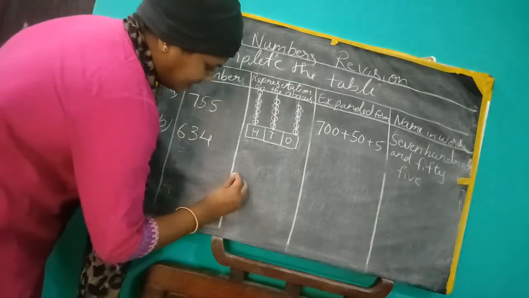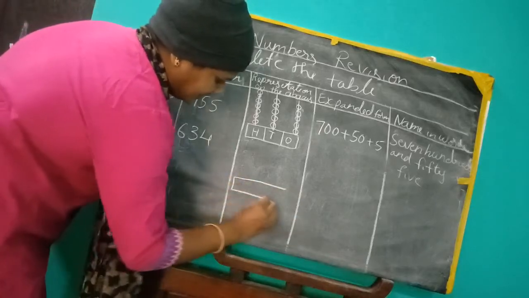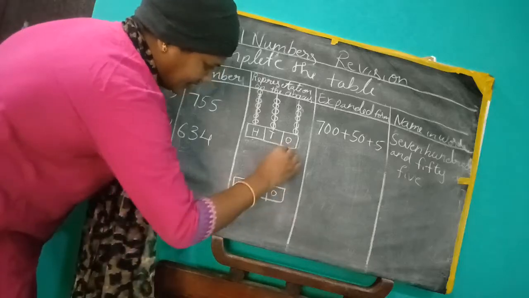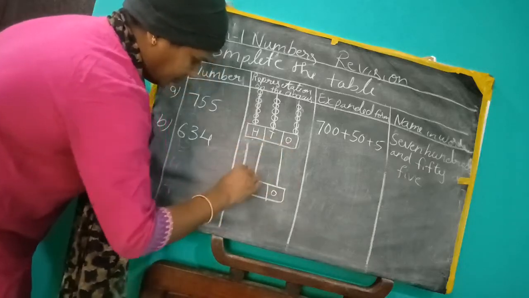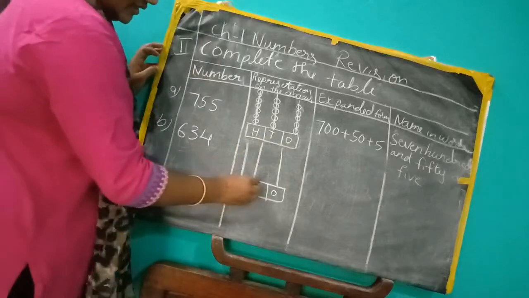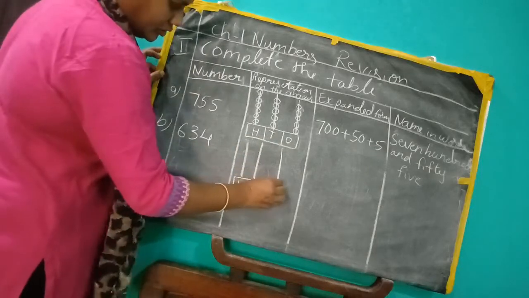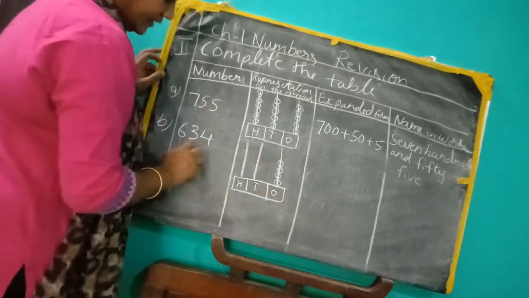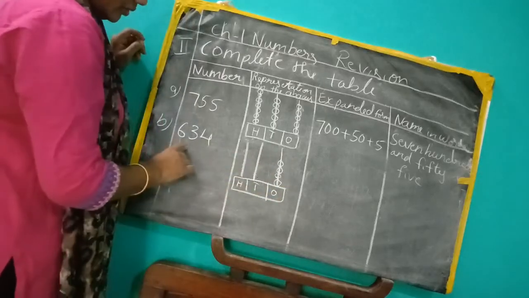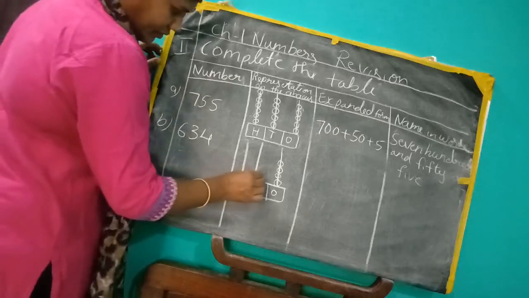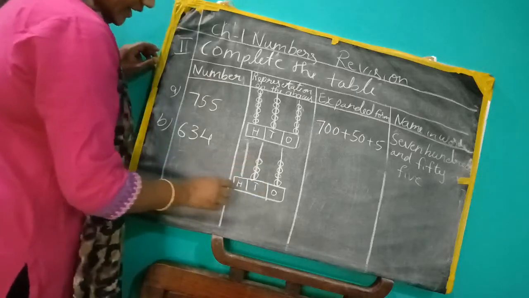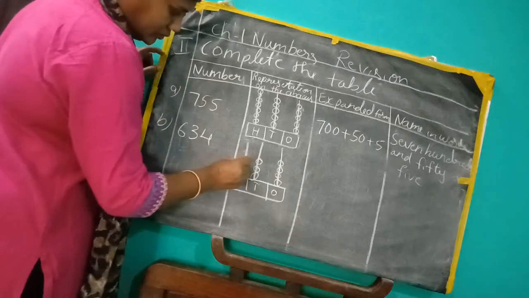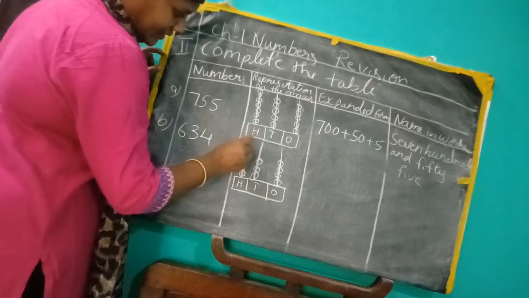634. You should represent it on the abacus. See, ones place, tens place, hundreds place. See here. How many beads are there in the ones place? 4. You should draw 4 here. 1, 2, 3, 4. Next, tens place. How many beads should you draw? 3. 1, 2, 3. Hundreds place. How many beads should you draw? 6. 1, 2, 3, 4, 5, 6.